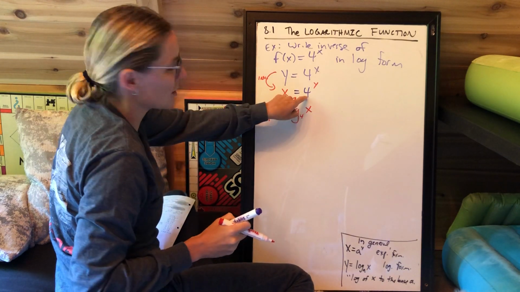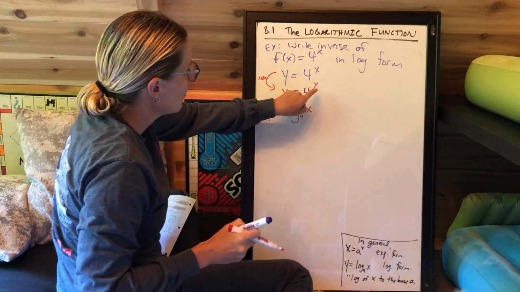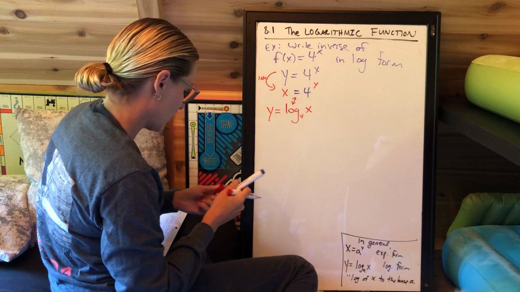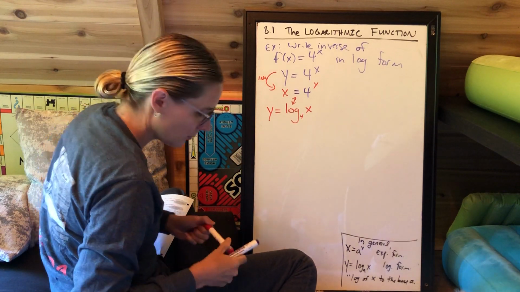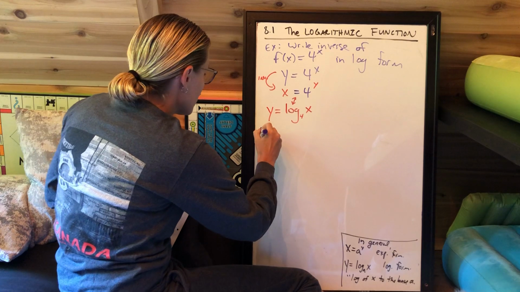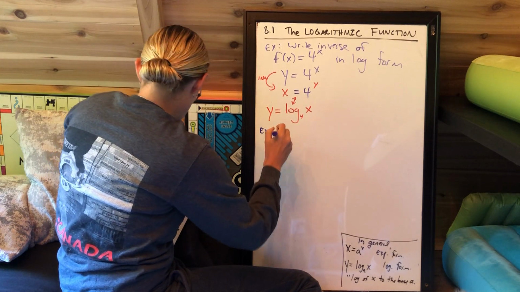This idea, you could have got to this in grade 11. That's just finding the inverse. But now changing it into logarithm form, that's where you're going to come in. Okay. If you look at the next examples, it becomes a little bit clearer.